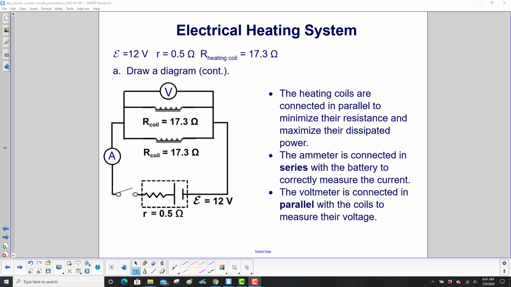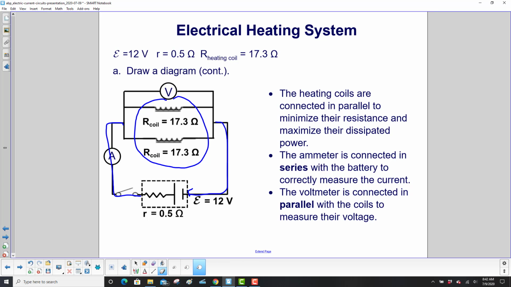Here's our circuit. The heating coils are connected in parallel. That will minimize their resistance and maximize their dissipated power. And then you can see the current now comes out of the battery, splits, goes to each coil in parallel, and comes down this way. The ammeter is connected in series with the battery to correctly measure the current.